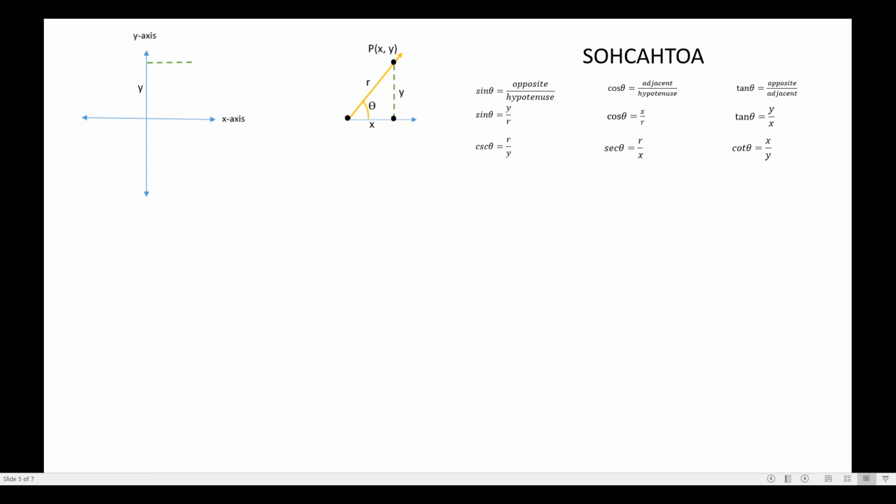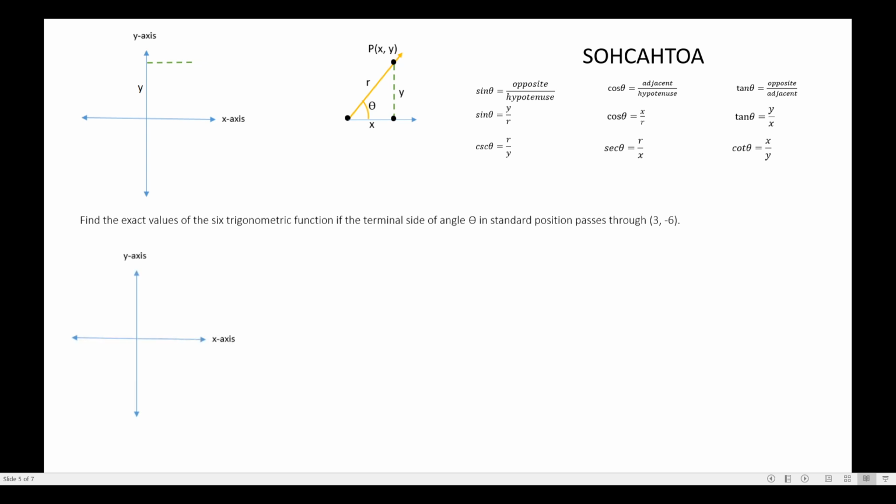Let's take this example. Find the exact values of the 6 trigonometric functions if the terminal side of angle theta in standard position passes through (3, -6). We will now apply the trigonometric ratios above and find the values of the 6 trigonometric functions. We can illustrate first. We have this rectangular coordinate system, and so the terminal side is in quadrant 4. Okay, it passes through (3, -6), as in this one.